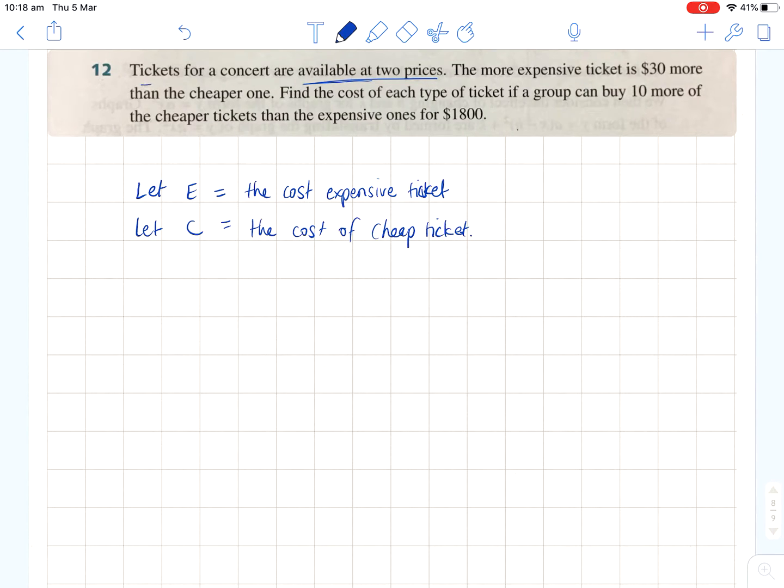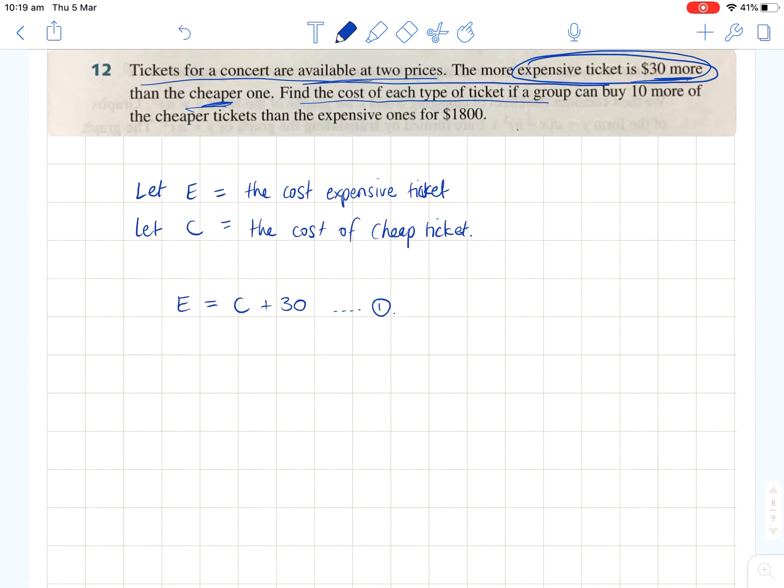Okay, so we've used the first bit of information about expensive tickets and cheap tickets. We also know that an expensive ticket is $30 more than a cheaper ticket. So that gives us our first equation that we can work with. An expensive ticket is equal to the cheap ticket plus an extra $30. We're going to call this equation 1.